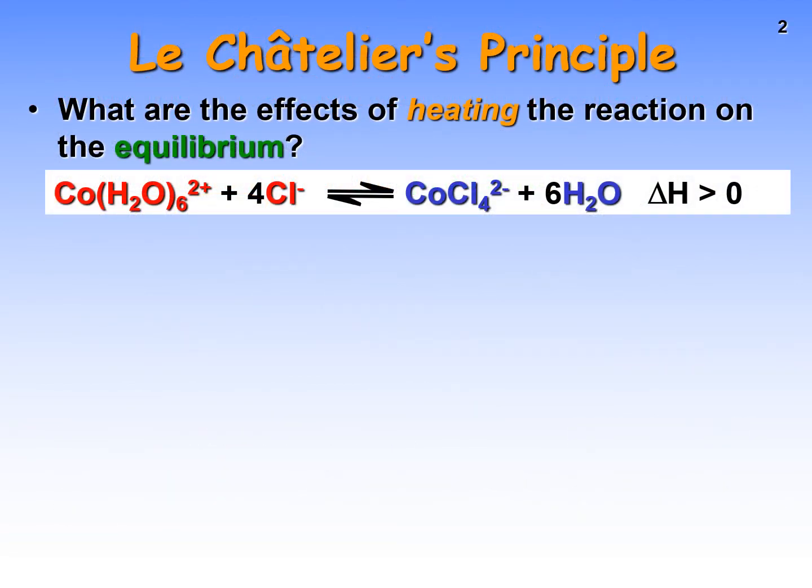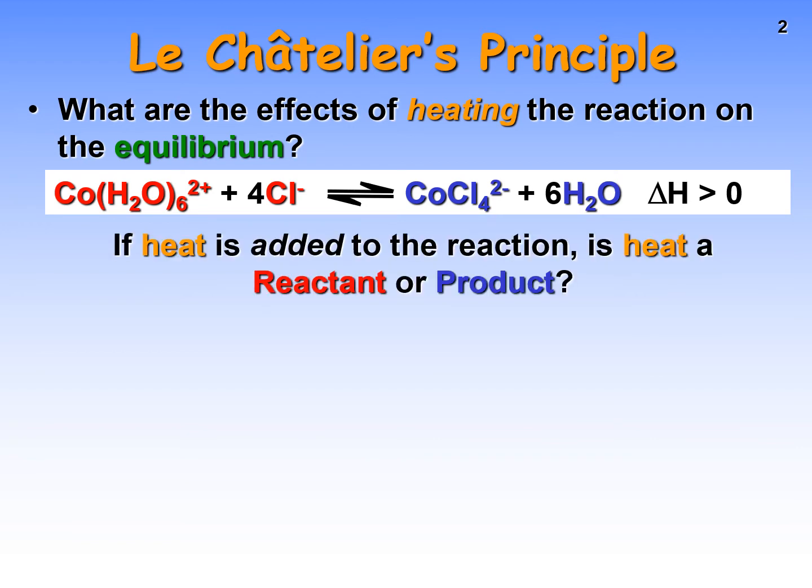So let's talk about how temperature or heating a reaction affects our equilibriums. Now, when we heat a reaction, basically we're raising the temperature of it, right? So if I add heat to this reaction, is heat going to be a product or a reactant? One of the things we have to care about when we look at how heat or temperature is going to affect our equilibriums is our delta H of the reaction, given here in this reaction.